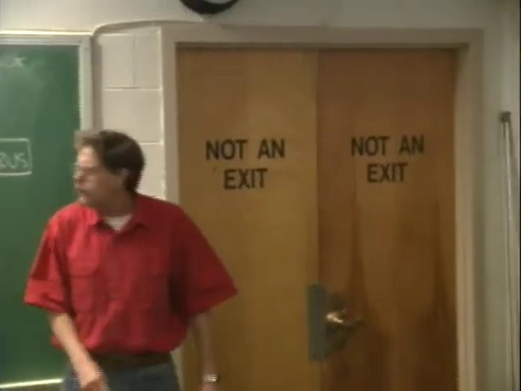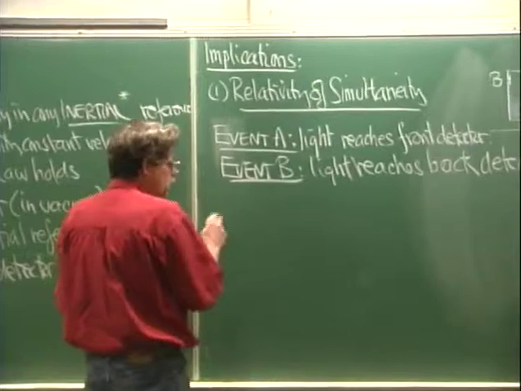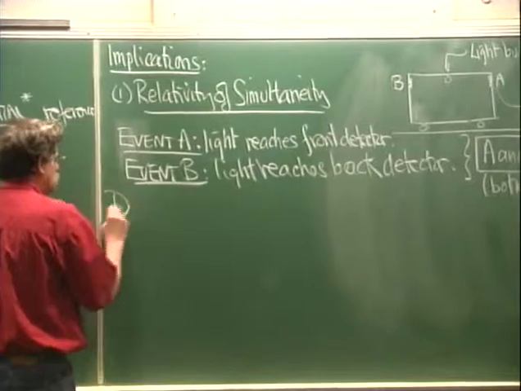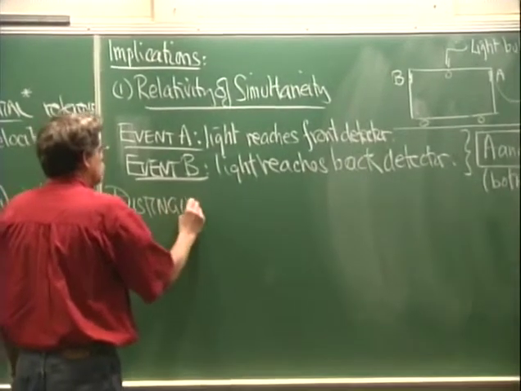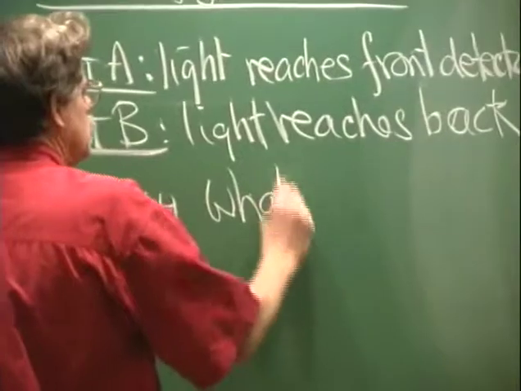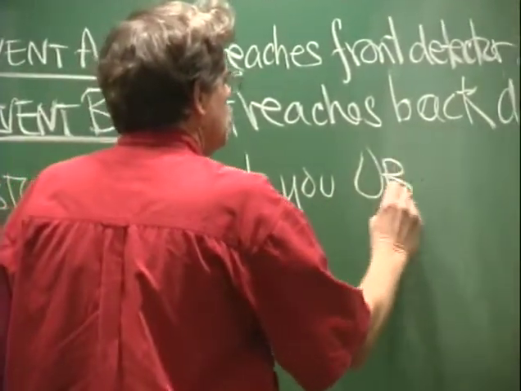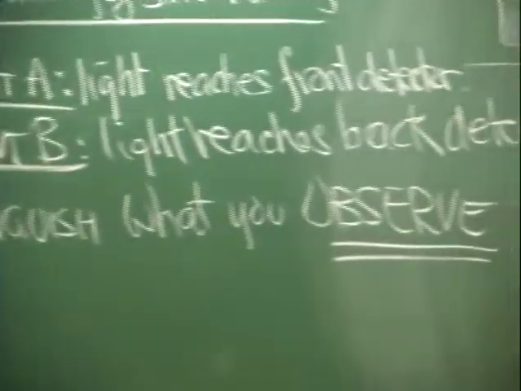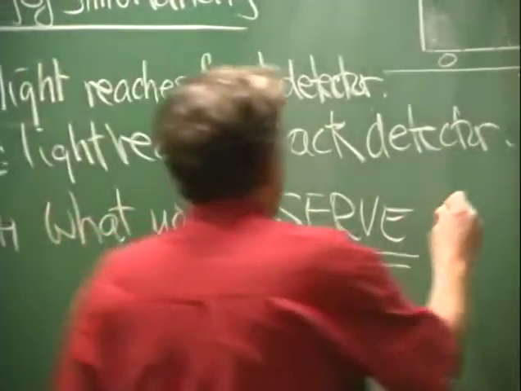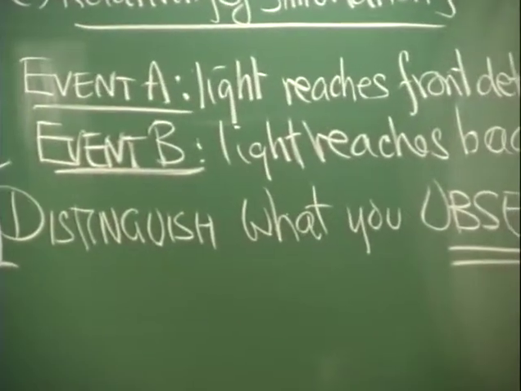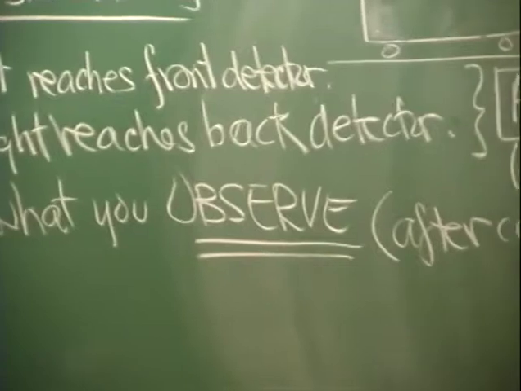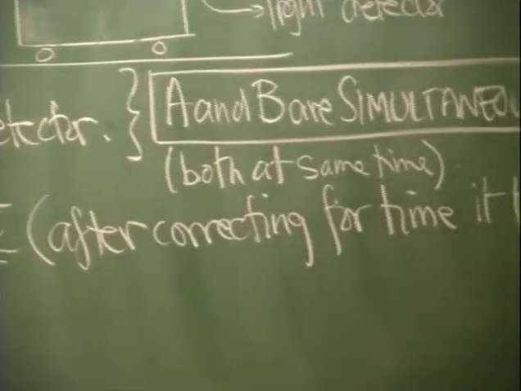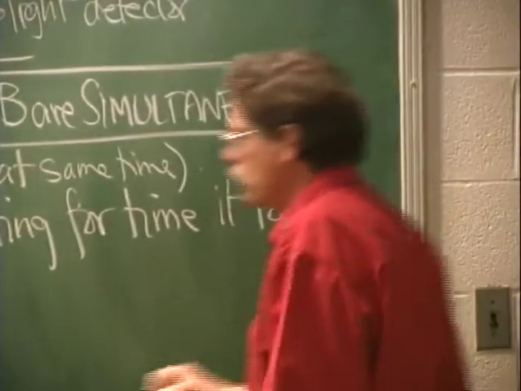In relativity, it's useful to distinguish what you observe from what you see or what you hear. What you observe is after you made the obvious correction for the time it took the news to reach you.